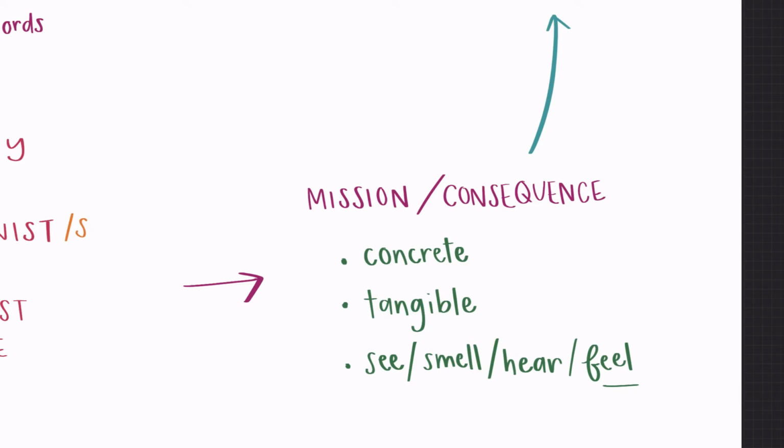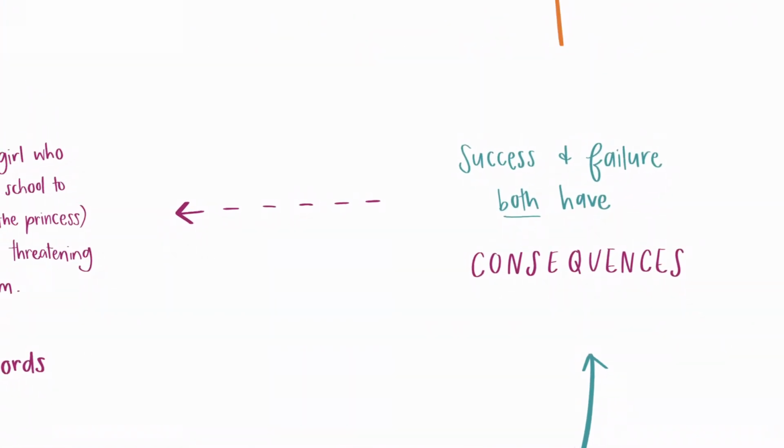It's something a lot more concrete. So make sure in your one sentence summary that your mission is not abstract. He also points out that whether your protagonist succeeds or fails, either result from this mission should have consequences. That's what makes it a lot more exciting.